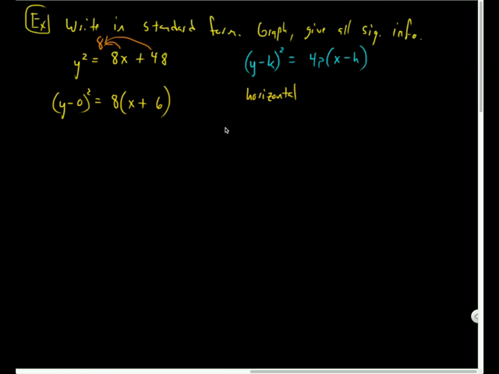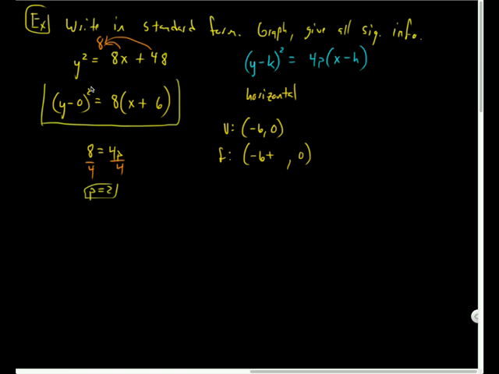So let's see. So our vertex is going to be negative 6, 0. Our focus will be, let's see, it's horizontally oriented. So I'm going to add the p-value to my x-coordinate. So it'll be negative 6 plus p, but I don't know what that is yet. And this is what I'll do. I'll take this coefficient 8 and set it equal to 4p and solve. So if I divide both sides by 4, I end up getting p is equal to 2 in this case.